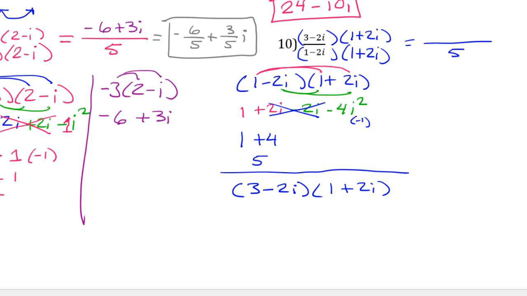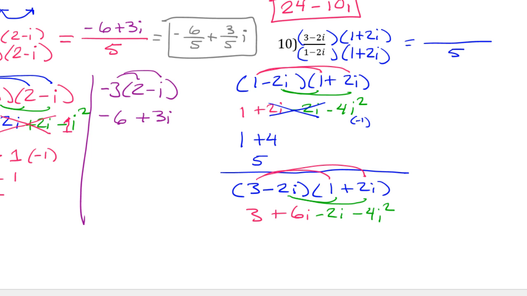So again, I'm going to double distribute. If I distribute the 3, 3 times 1 is 3. 3 times 2i is 6i. Now I will distribute the negative 2i. Negative 2i times 1 is negative 2i. Negative 2i times positive 2i is negative 4i squared. Nothing cancels out this time.